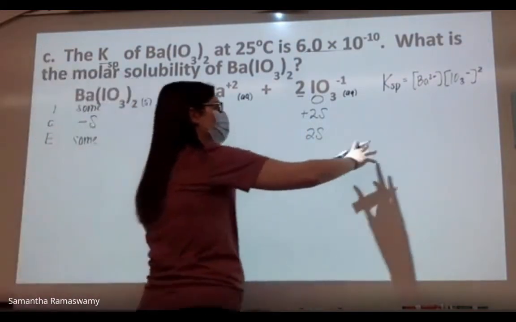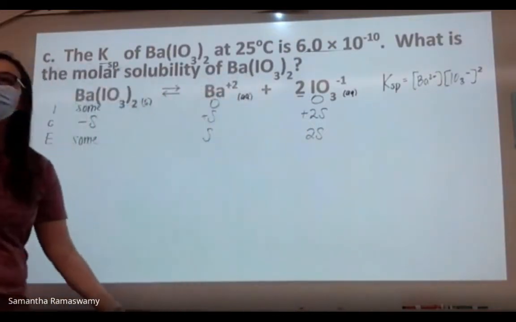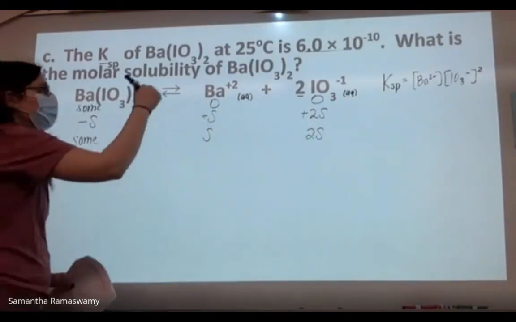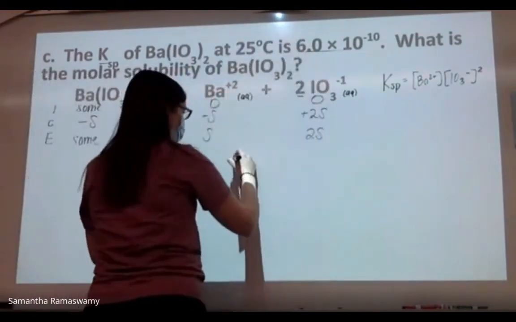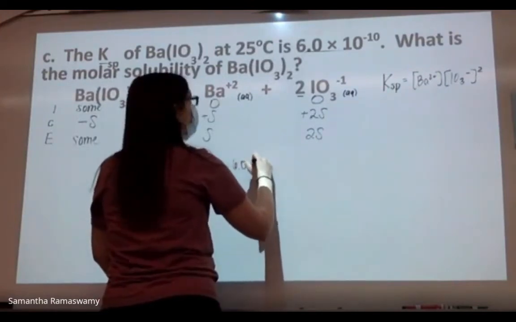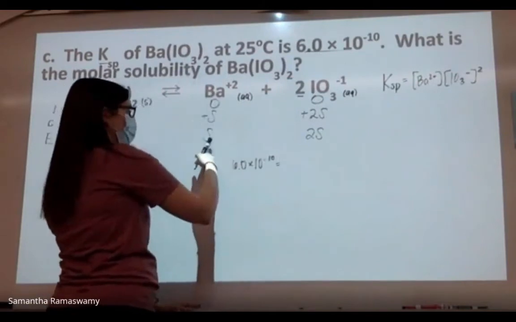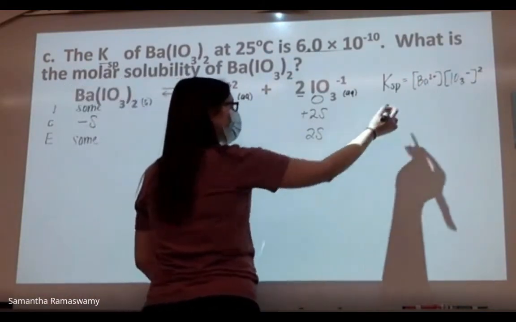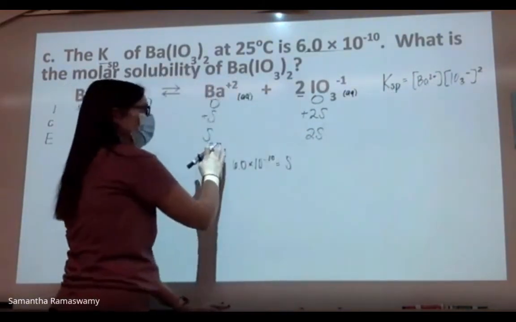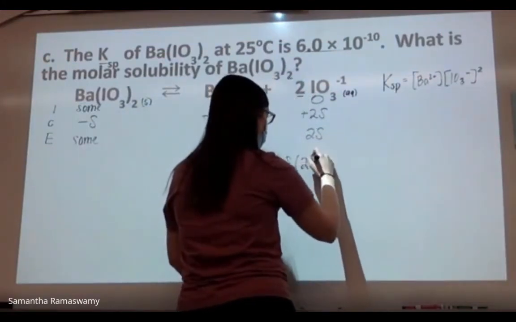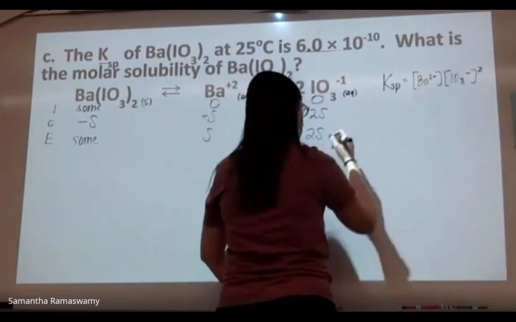This is now what gets plugged into Ksp. It looks very similar to what we've done before. The Ksp value was given to us: 6.0 times 10 to the negative 10. Ba2 plus is S. Iodate, IO3 minus, is 2S, and we need to square that.